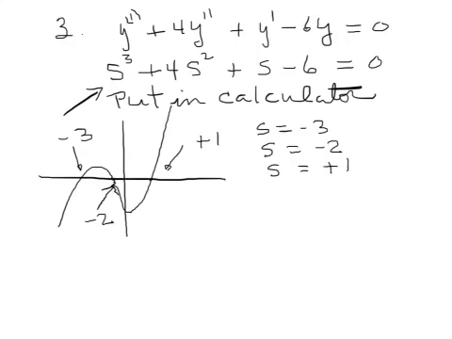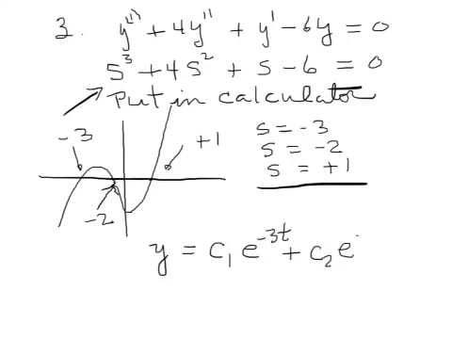And if you didn't have a calculator, you could use long division to try some of these roots to prove that they are the roots. But these are the roots because your calculator clearly shows it. So then we can just simply write down C1 e to the minus 3t plus C2 e to the minus 2t plus C3 e to the t.